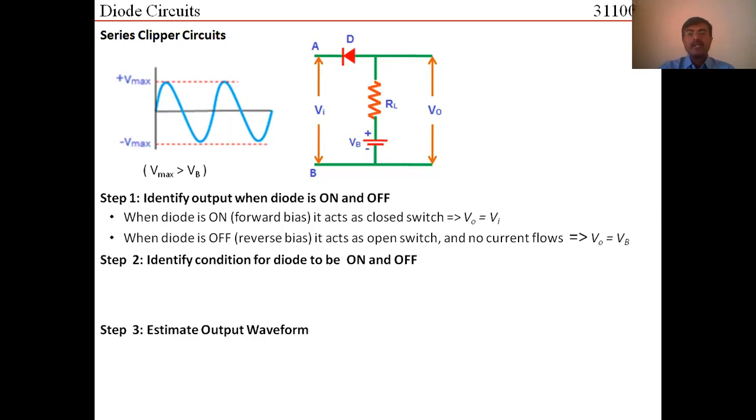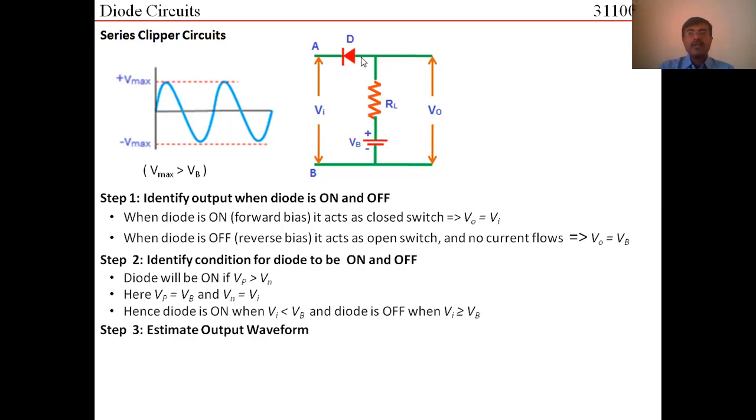Again, we know that for the diode to be on, the voltage at P should be higher than the voltage at N. Here, what is the voltage at P? Terminal P is connected with VB, so your VP is equal to VB. And what is the voltage at the N terminal? At the N terminal, the voltage is equal to the input voltage.